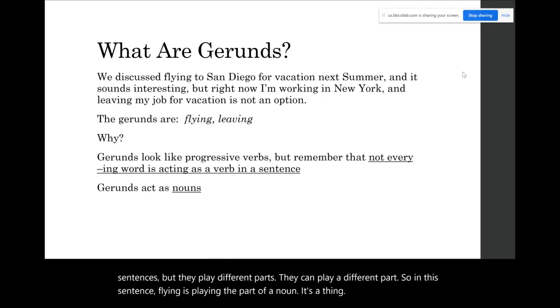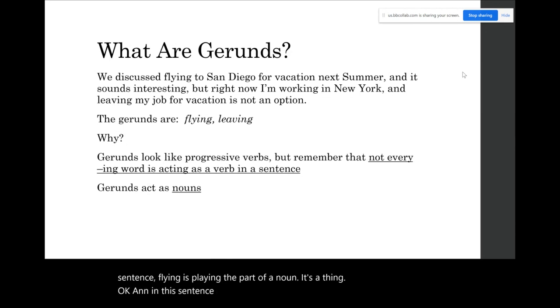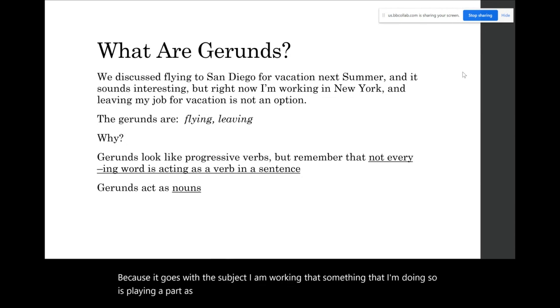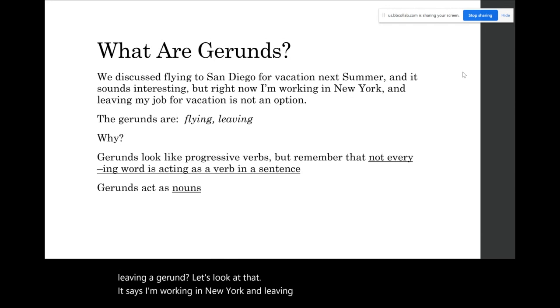Okay. And in this sentence, working is playing the part of a verb. It's an action because it goes with the subject. I am working. That's something that I'm doing. So it's playing the part of a verb. So flying is a gerund, leaving is a gerund. Why is it a gerund? Let's look at that. It says, "Leaving my job is not an option."